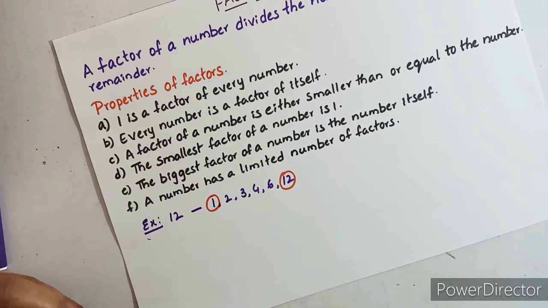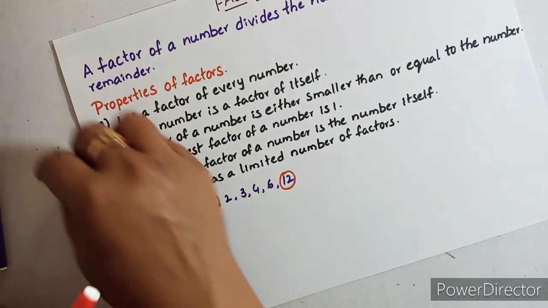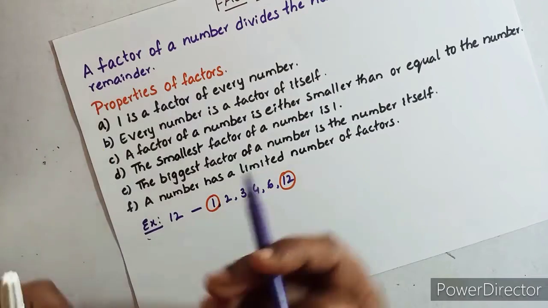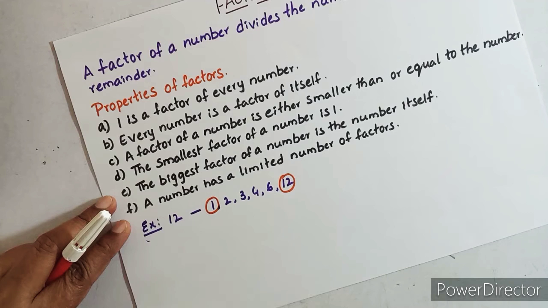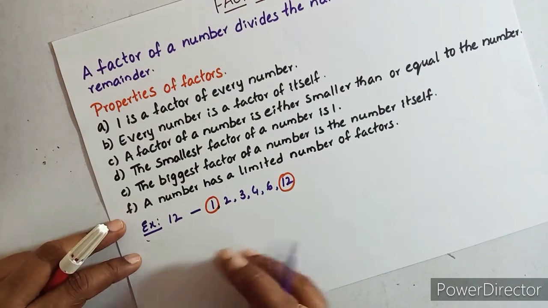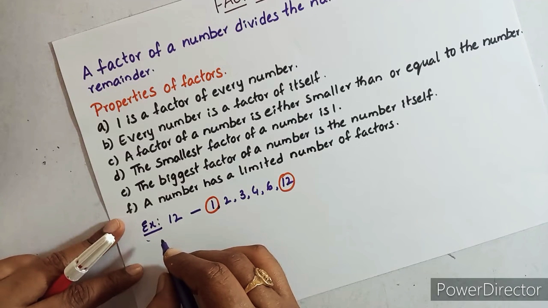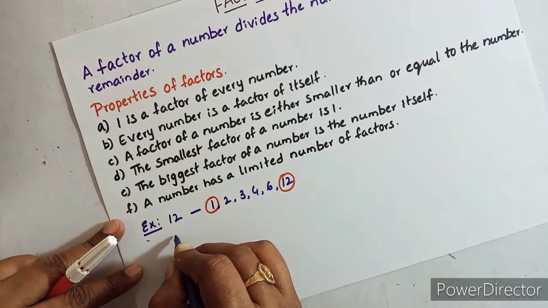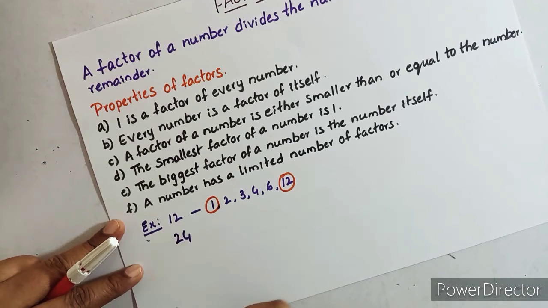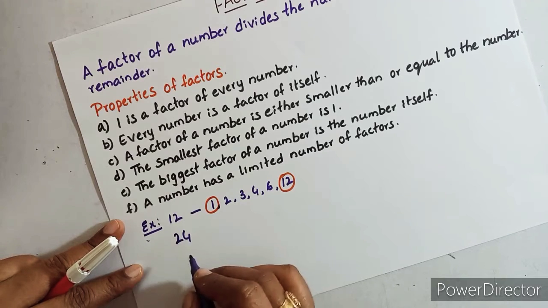So we will find how to find the factors of a number by doing some examples. These factors we can find in 2 different ways. One is the multiplication method, and the second one is the division method. First I will tell you how to find the factors of a number by the multiplication method. Say for example, the number is 24. How to find the factors of 24?